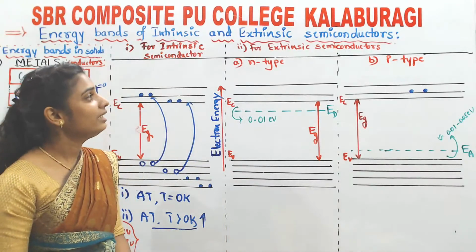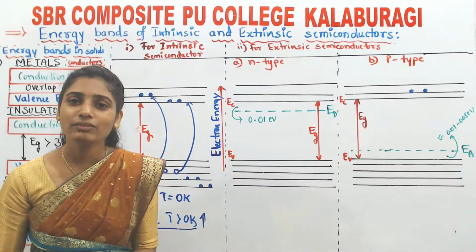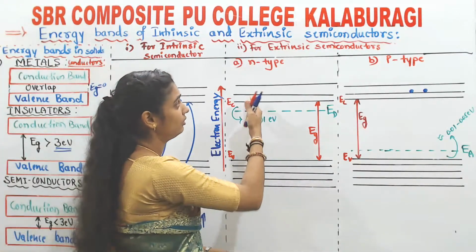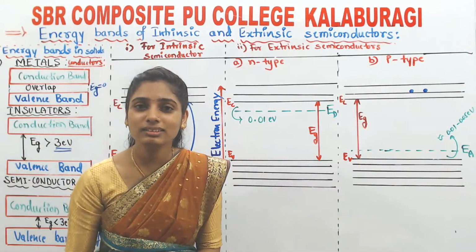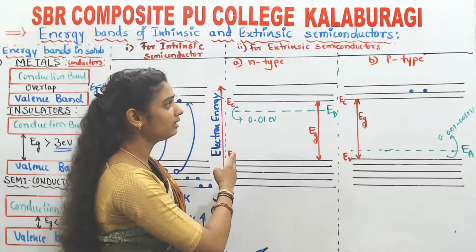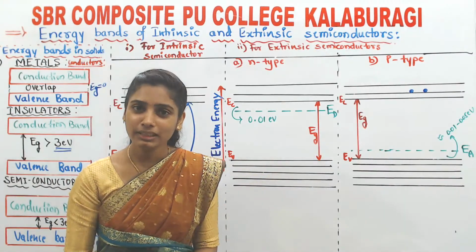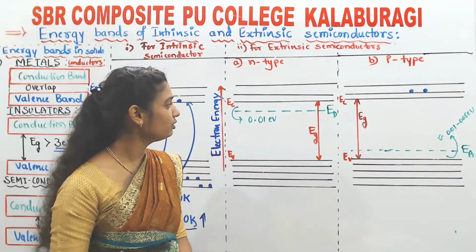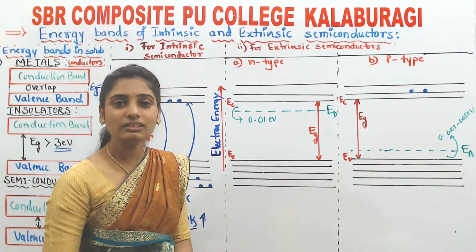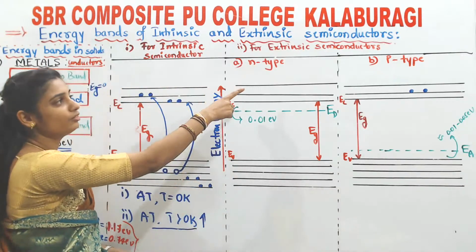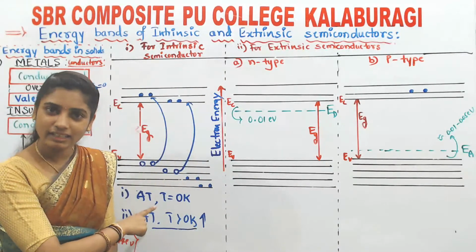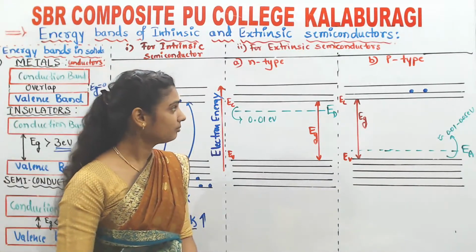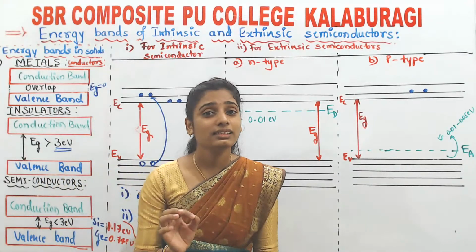So yes, in extrinsic semiconductors, again we have to study about the energy bands. Extrinsic semiconductors are of two types. First one is N type and the next one is P type. For both the semiconductors, we have to study again the energy bands over here. And there is a difference between the energy bands of extrinsic semiconductors and intrinsic semiconductors. And you can see how it is. Listen.